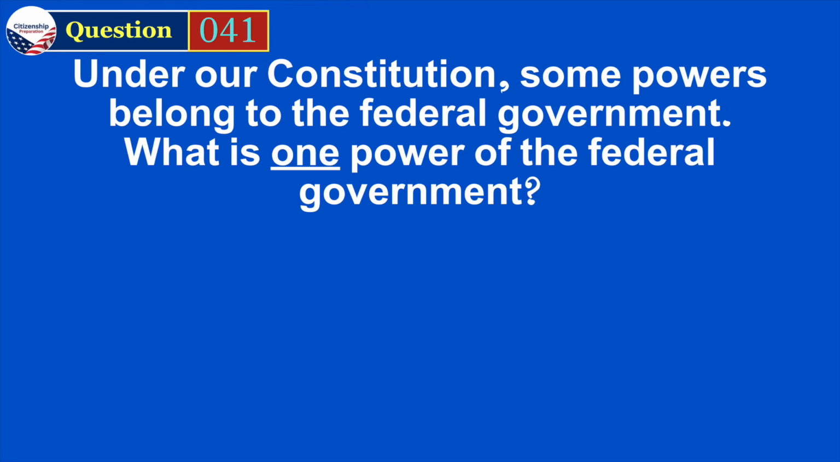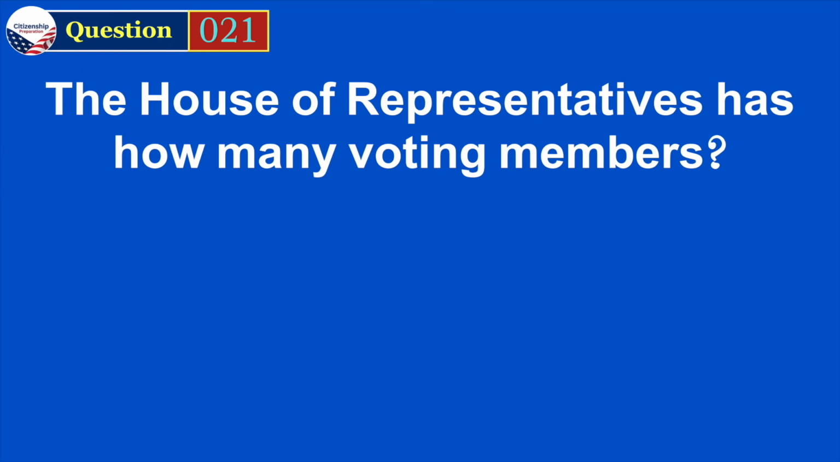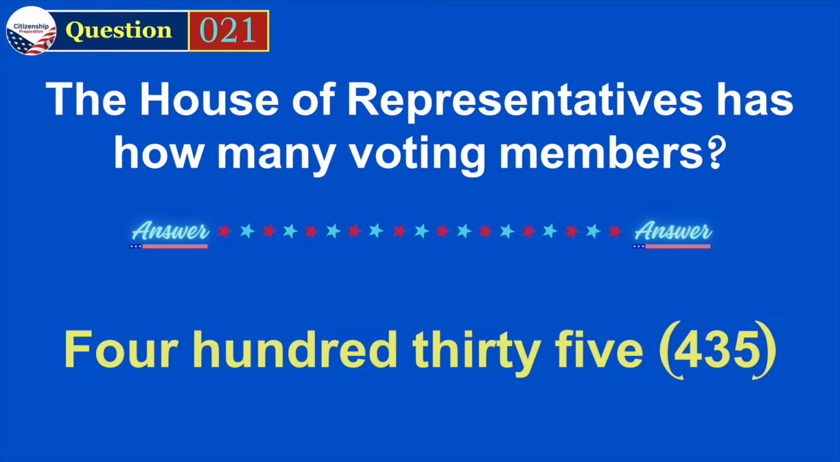Under our Constitution, some powers belong to the federal government. What is one power of the federal government? To print money. The House of Representatives has how many voting members? 435.